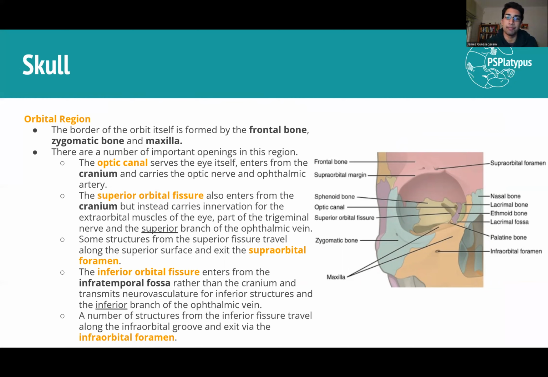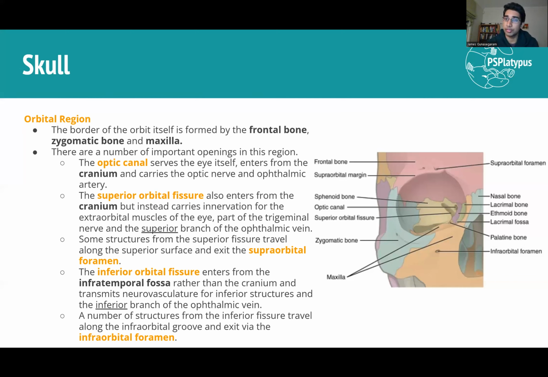I think it's easiest to understand it as the optic canal, the fissures, and then the foramens are basically extensions of the fissures. So the optic canal is, again, pretty straightforward. It just does one thing. It carries the optic nerve and the ophthalmic artery. The optic nerve does one thing, it carries your eyesight. Okay, so that's pretty straightforward. It also carries the ophthalmic artery, which is important because it provides most of the arterial supply to this region.